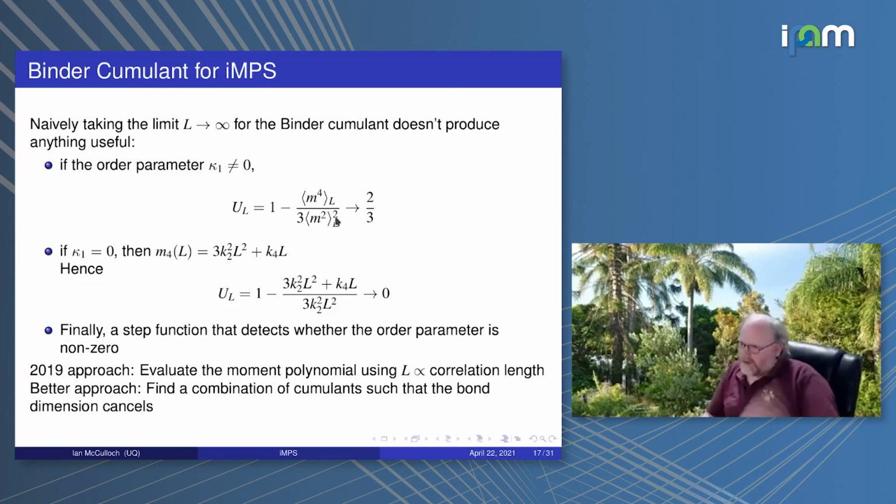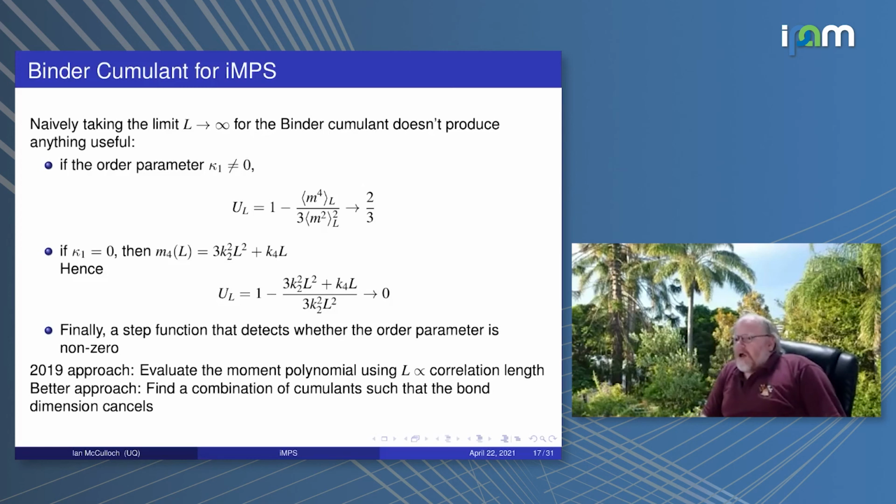So we just get a constant. On the other hand, if we're in a regime where our order parameter is 0, then our moment expansion simplifies a little bit, but then we just get 0 here. So you just get a step function, which is not too surprising, that's what you expect to see if you take the infinite size limit of your Binder cumulant. You just get a step function.